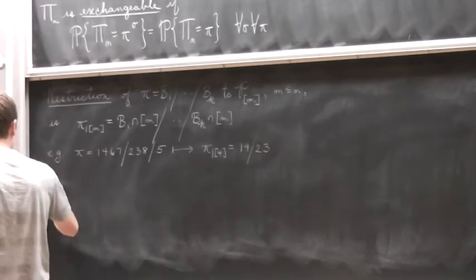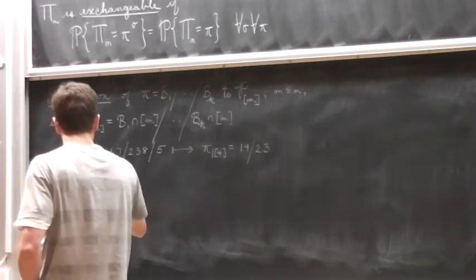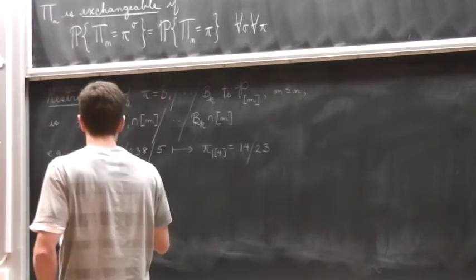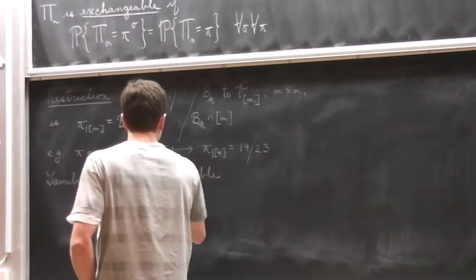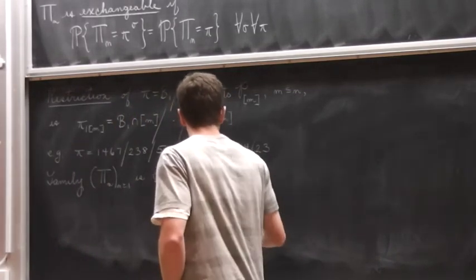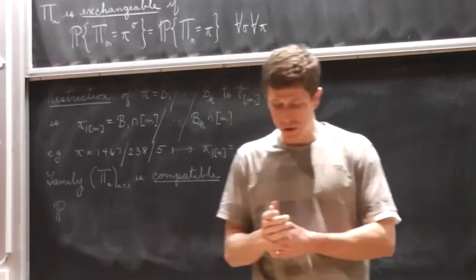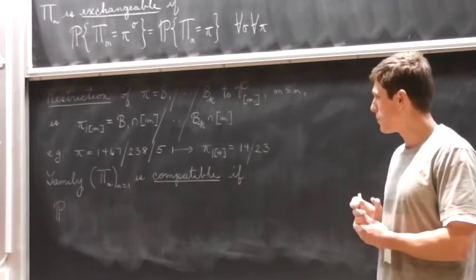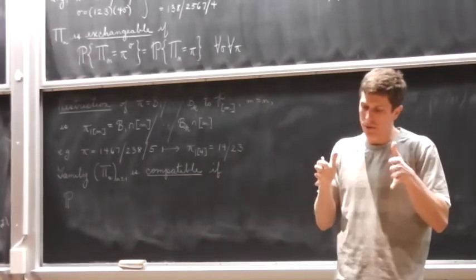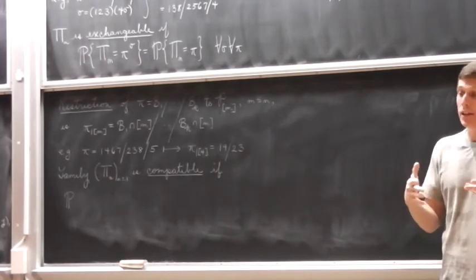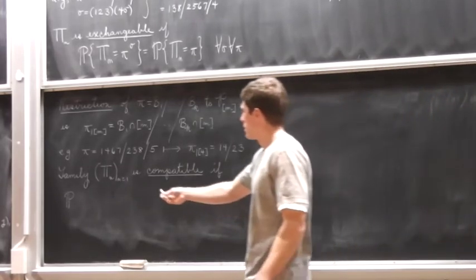So I call a family pi n, so here I have a random partition for each finite set, compatible if the induced distributions line up with the marginal distributions. What that means is if I take a partition of size n and then I restrict to partitions of m, that's going to give me a random partition of m elements, and I need that random partition to have the same distribution as pi sub m.